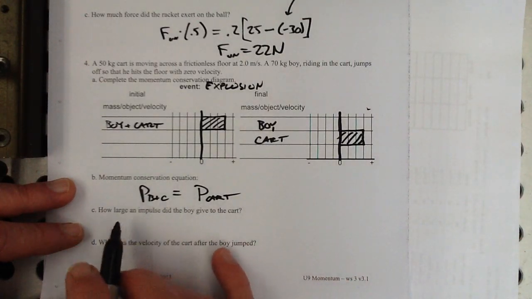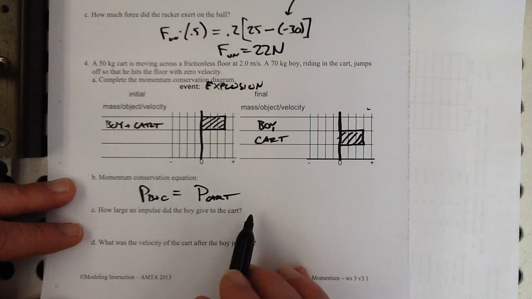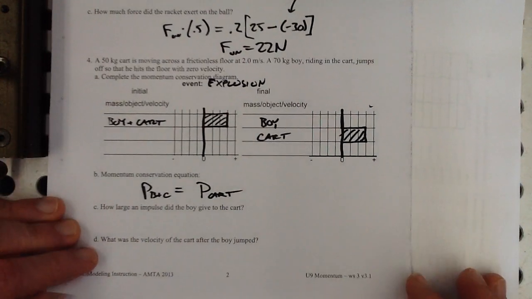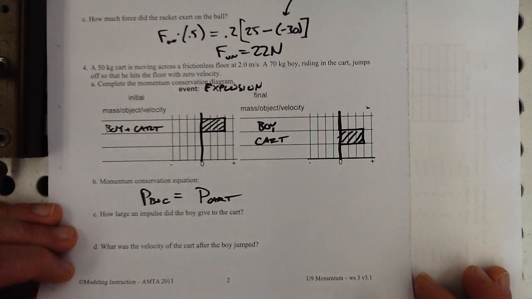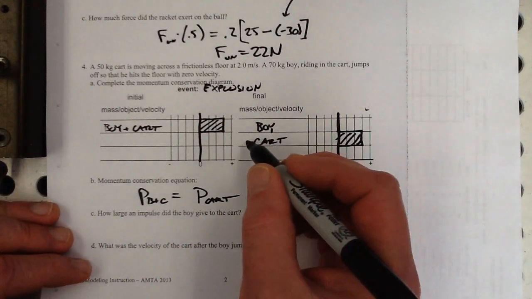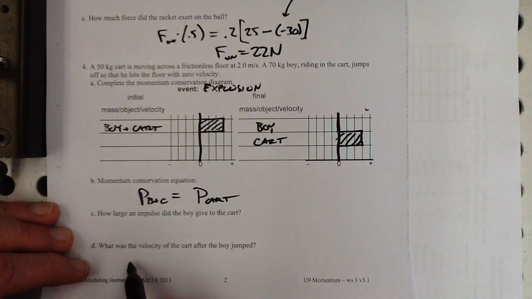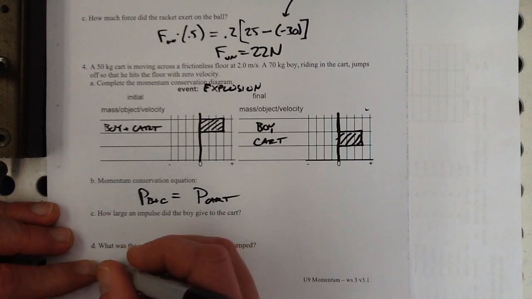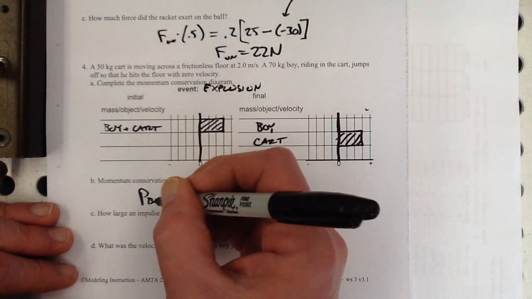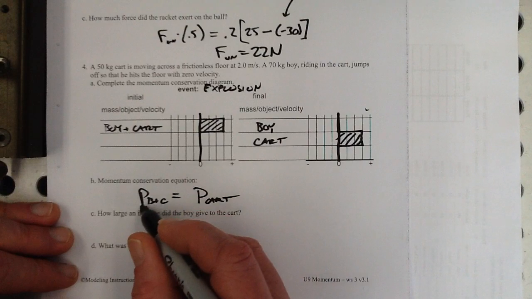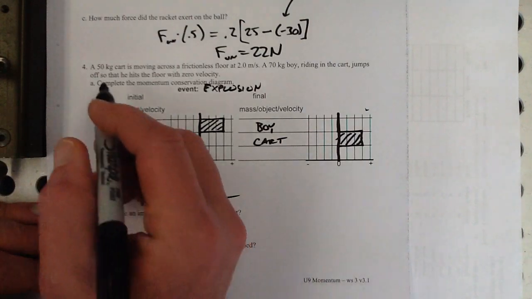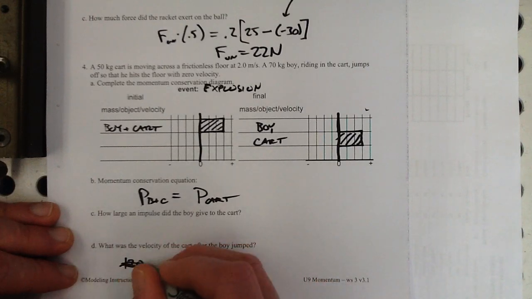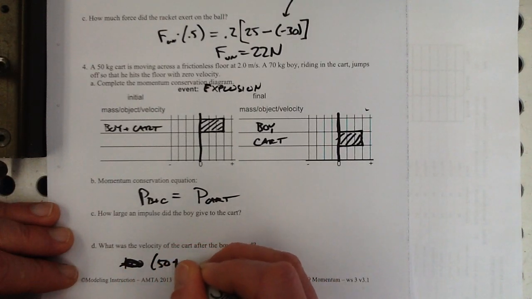And how large an impulse did the boy give to the cart? Well, impulse is equal to change in momentum. So I feel like I want to do this first. Let's do this first. I'm going to do D first. So this is the mass of boy plus cart. That's 50 and 70. Maybe I'll write that out so you can see.